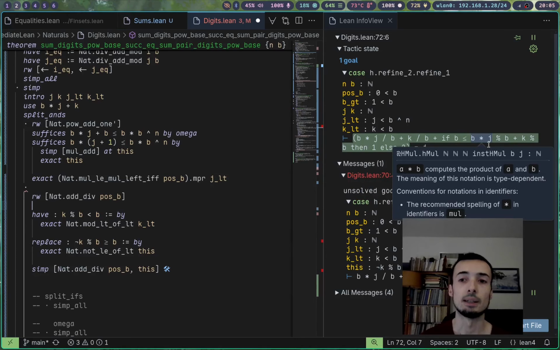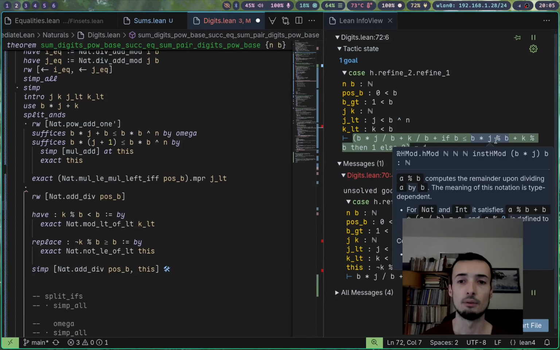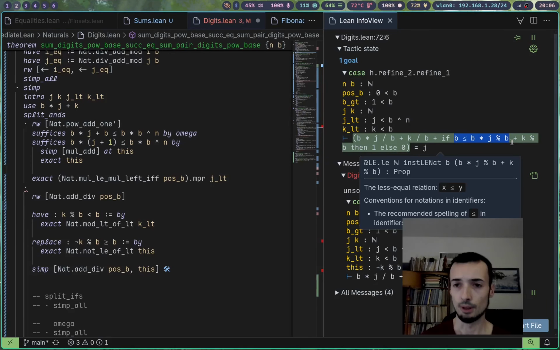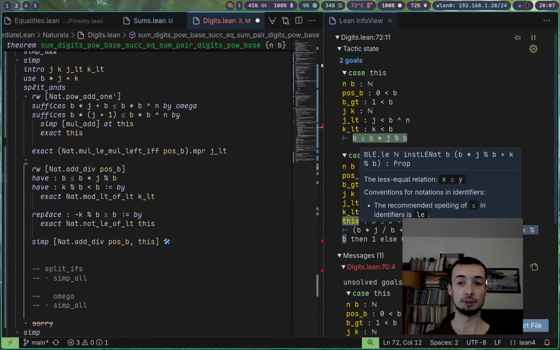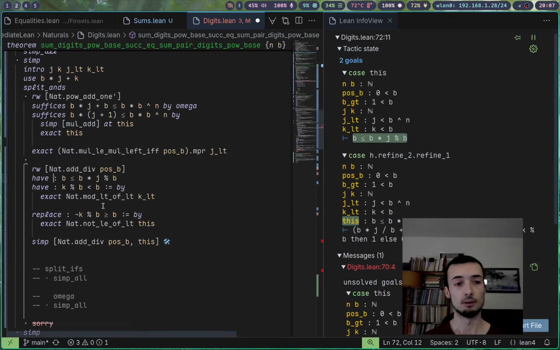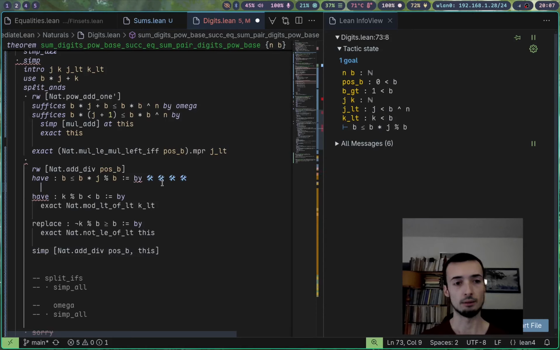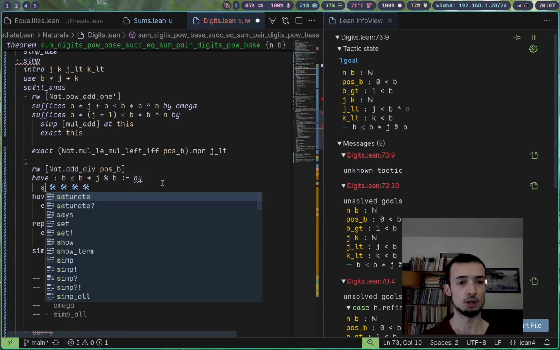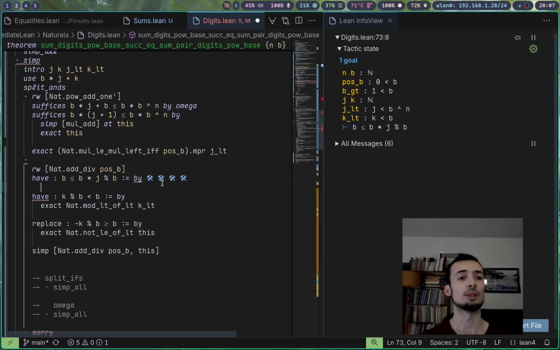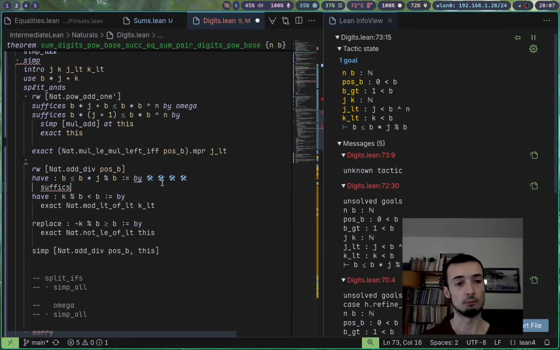We know that b should be less than or equal to this. Let's try to prove this. If you can prove the positive or negative truth value of an if statement, then simp with that proof will simplify the if statement. So in this case, we're going to try to prove that b is less than or equal to b times j mod b, and we're going to prove this by showing that it suffices to show the positivity of j mod b, because we can divide both sides by b.